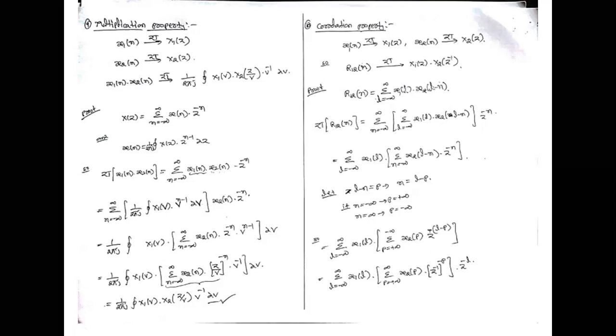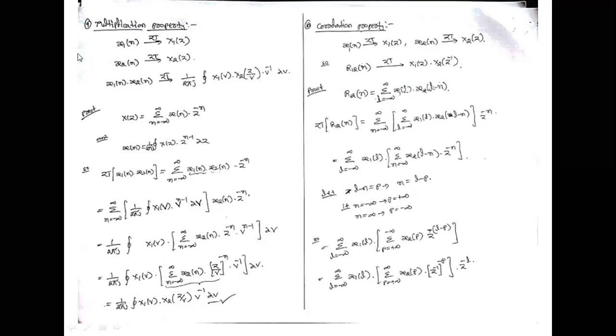According to the scaling property, scaling in the z domain, that is 1 by a there. So you'll get x2 of z by a. Why is it x2? Because its signal is x2. x2 of z by v, v power minus 1 dv. Now it is in the form of 1 by 2 pi j, the integral x1 of v, x2 of z by v, v inverse dv.